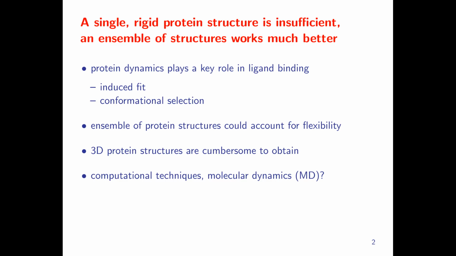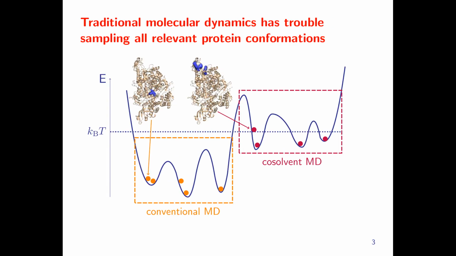In particular, molecular dynamics, MD, seems especially promising. After all, it has been designed with this very purpose in mind, that it should be able to effectively sample the conformational space of proteins. However, MD, at least traditional MD, comes with a sampling problem, which is illustrated on this slide, where the potential energy surface of a protein is sketched.